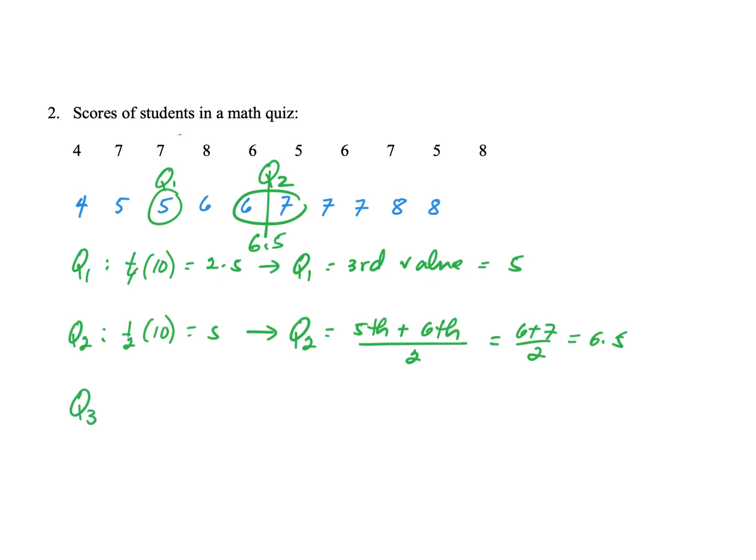Lastly, for Q3, we get 3/4 times 10, which is 7.5, which means that Q3 is after the 7th value, so that would be the 8th value, and it's 7.